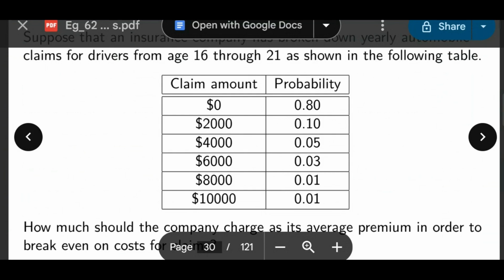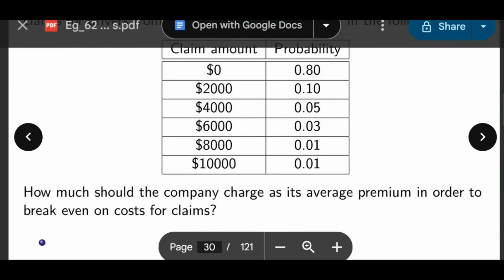Okay, so here are claims and the probabilities. A lot of the examples are insurance-based for obvious reasons. So there's an 80% chance that no one claims anything, and so on. So here's your probability distribution. How much should the company charge as its average premium to break even on costs for claims?